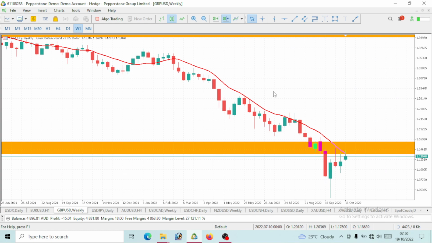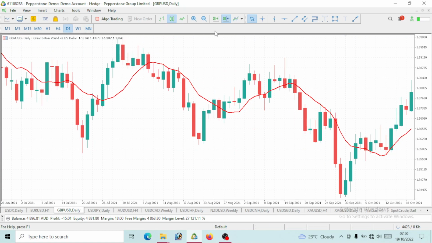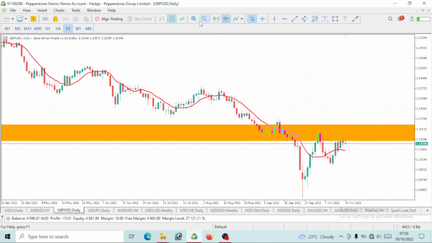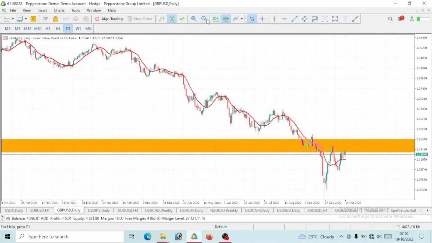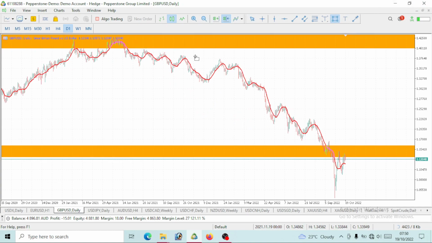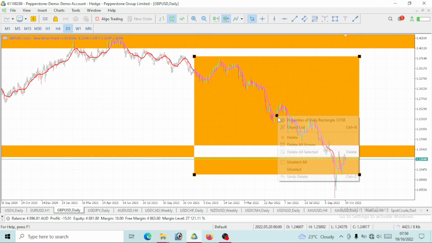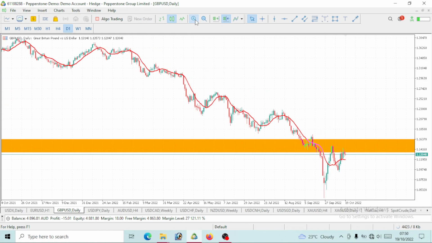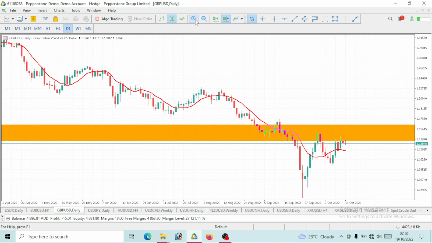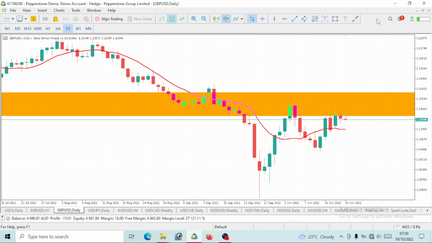Now that will take us to our daily time frame. So we would zoom it out and take a look at this movement, right? First of all, you can see the trend on our daily time frame, a bearish move. Like they say, the trend is your friend. Trade with the trend. So we would want to trade with the trend, right? So this is a bearish move.